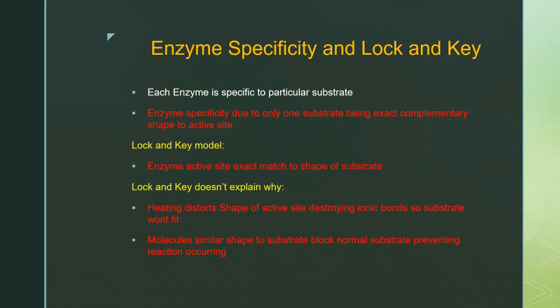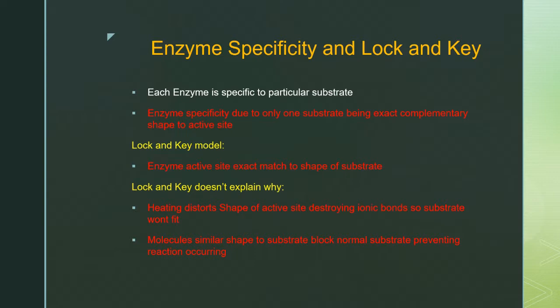Now we're going to talk about enzyme specificity and the lock and key model. Each enzyme will be specific to each particular substrate, a little bit like antibodies and antigens. Enzyme specificity is due to only one substrate being the exact complementary shape to the active site. So an enzyme will only act on one substrate. The lock and key model is whenever the enzyme active site will be an exact match to the shape of the substrate. But this model does not explain why heating will distort the shape of the active site, destroying the ionic bonds, so the substrate won't fit.